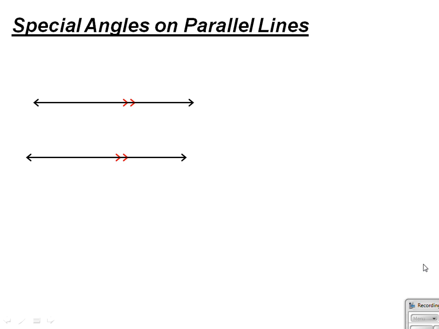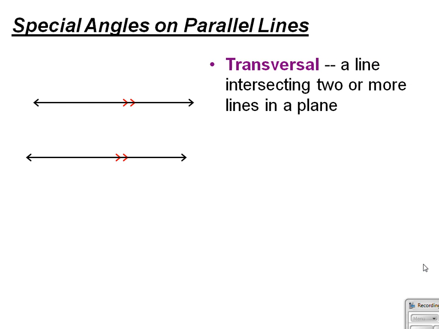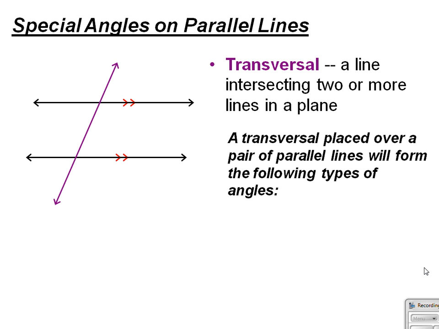But if you have two parallel lines, how can you have special angles formed by them? Because, again, those lines never cross. Well, parallel lines will sometimes have a third line called a transversal. And a transversal is a line that intersects two or more lines in a plane. So all the special angles today that we're going to be discussing are angles that involve this transversal crossing these parallel lines.